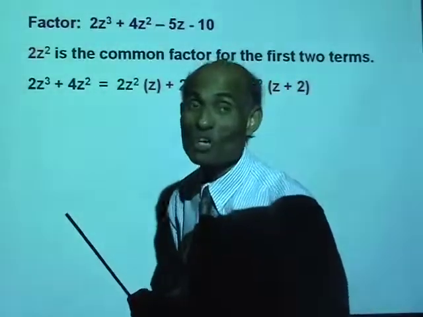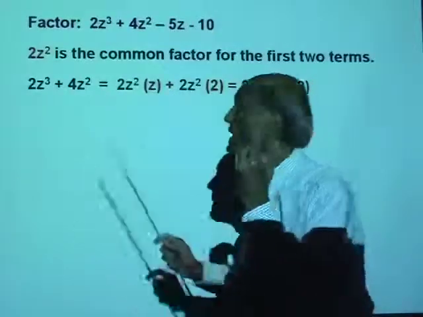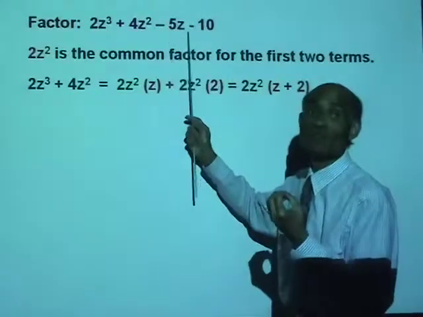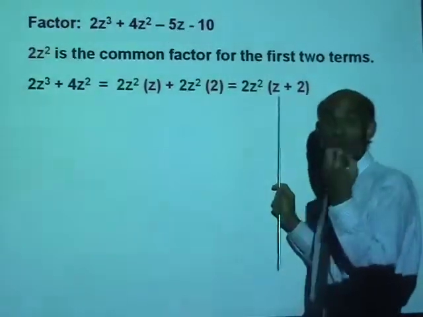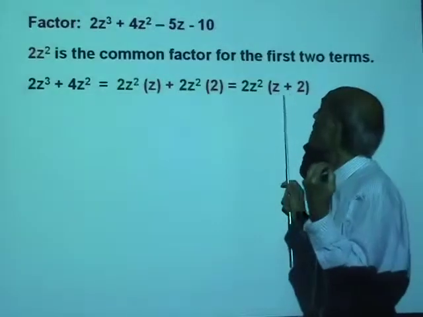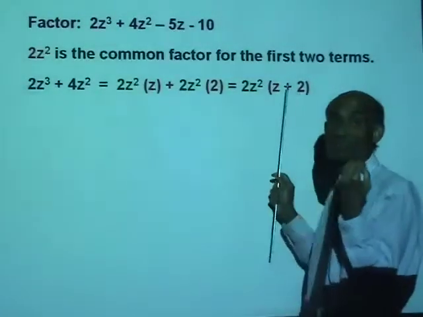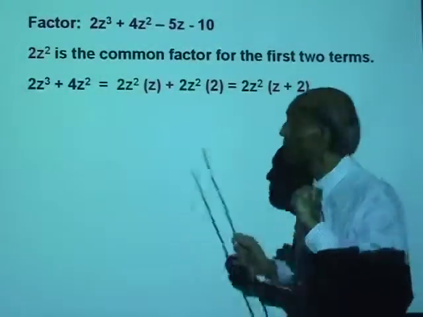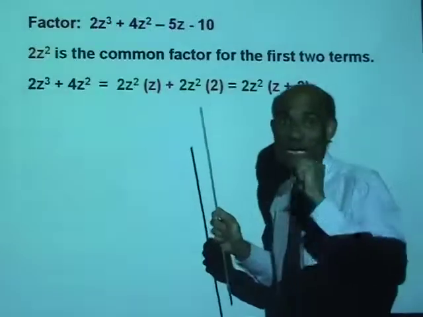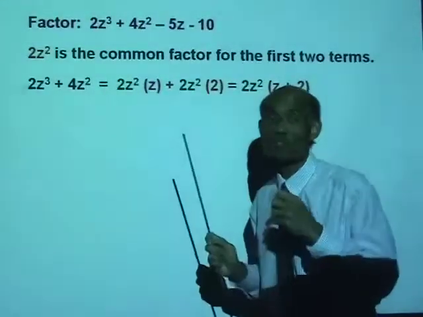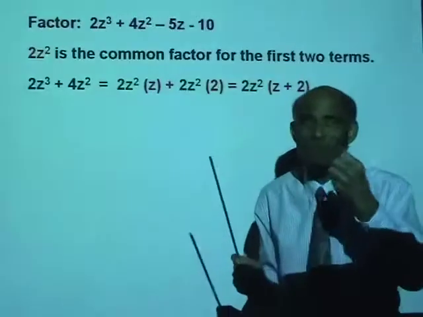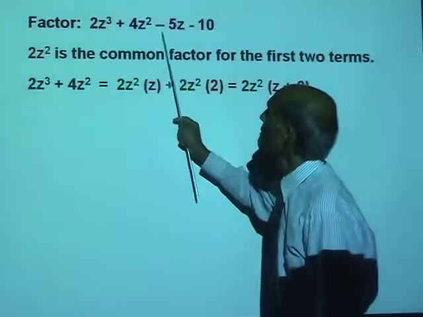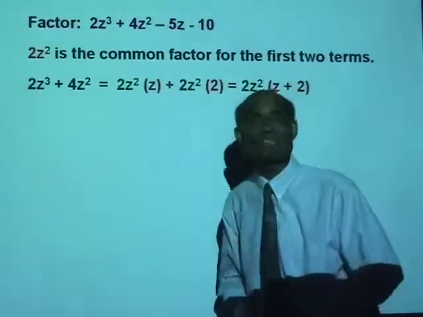Now, what does that mean? What is the clue that you get from here which can be used in the last two terms? The clue is we are expecting that there will be a z plus 2 factor produced from here as well. And in order to obtain a z plus 2 as a factor in the last two terms, what must be your common factor? Can you tell me what is the common factor you can find in minus 5z minus 10?